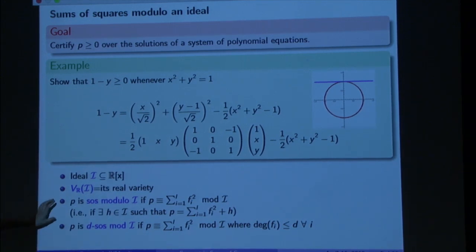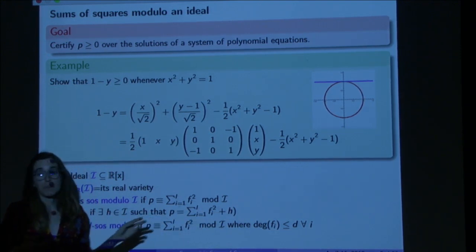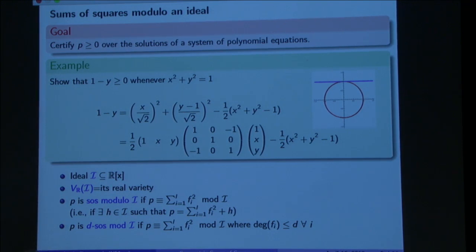And so I'll say that a polynomial p is a sum of squares modulo my ideal if I can write p as a sum of squares plus something that I know is 0 on every point that I care about, so plus some h that lies within my ideal. If I can do that, then I have certified non-negativity for every point that I care about, for every point in my real variety.